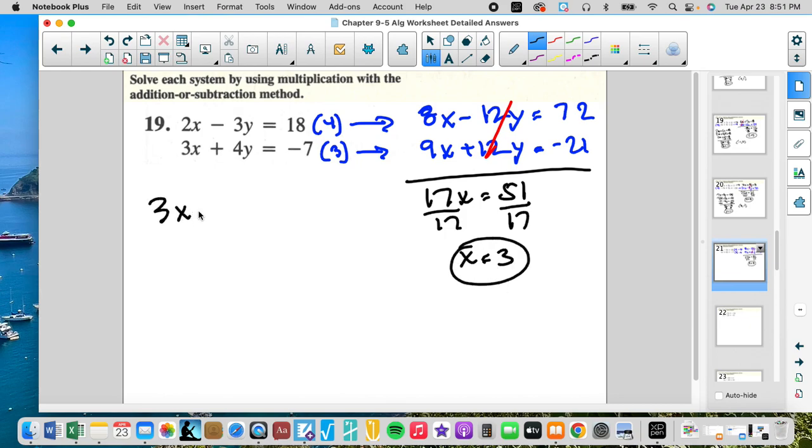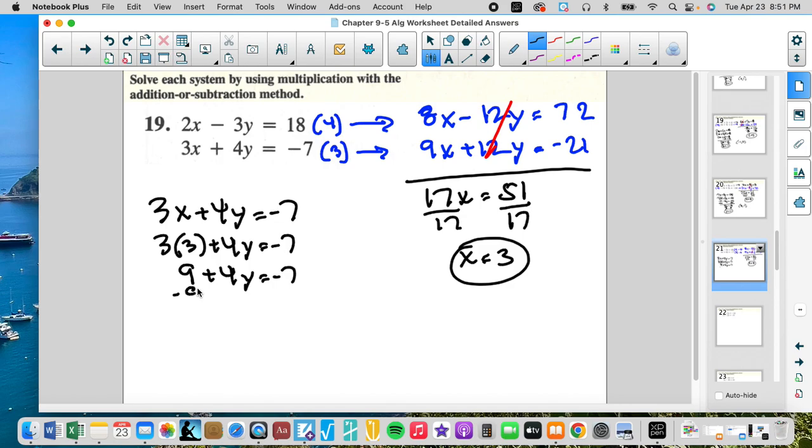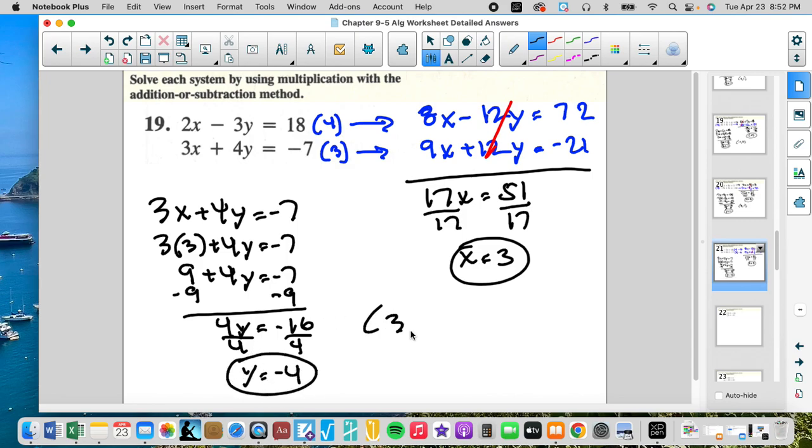Let's take one of the other equations, 3x plus 4y equals negative 7. 3 times 3 plus 4y equals negative 7. 9 plus 4y equals negative 7. Minus 9, 4y equals negative 16. Divide by 4, divide by 4. We get y equals negative 4. 3 comma negative 4.